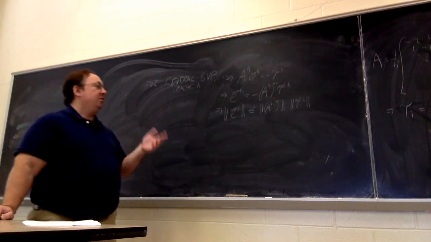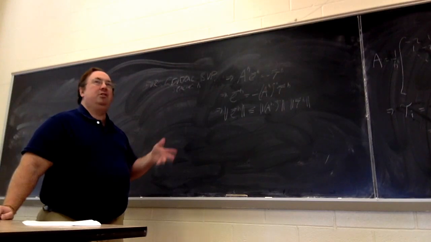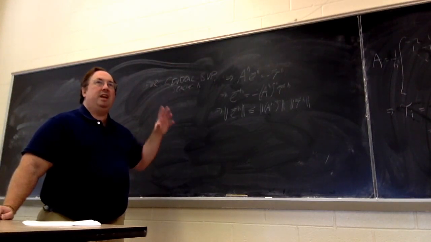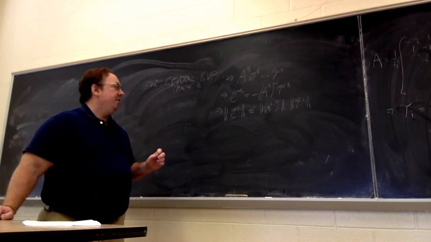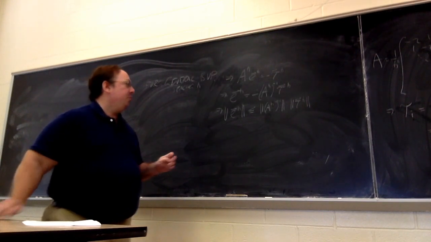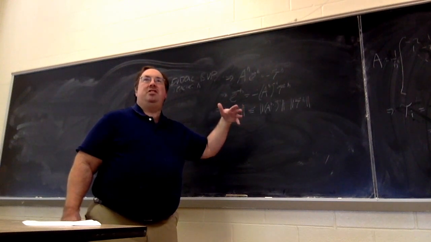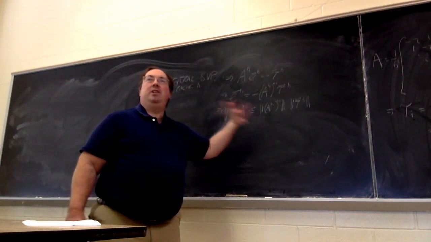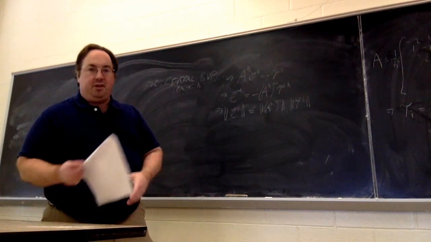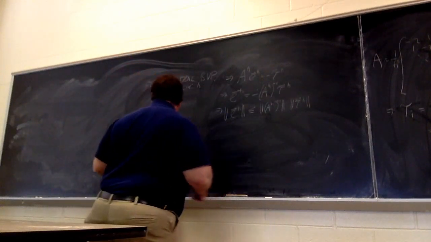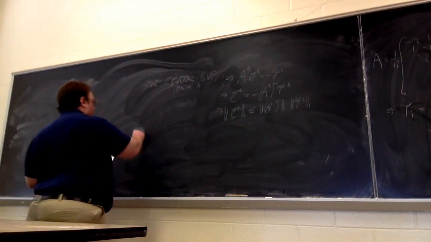So the local truncation error might be small, but your global truncation error, even if it's the same order in h, could still be large. Also, what happens as h goes to 0? This matrix might get more and more ill-conditioned, and so this norm can get larger and larger. We don't like that either. So that leads to this definition.